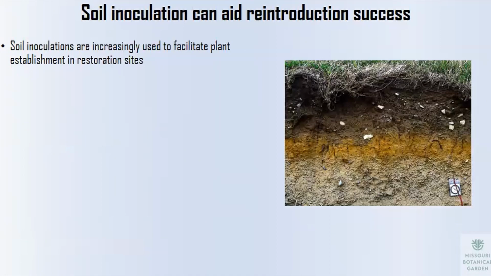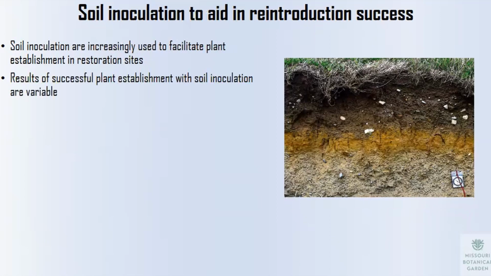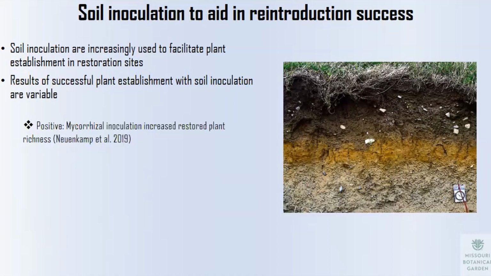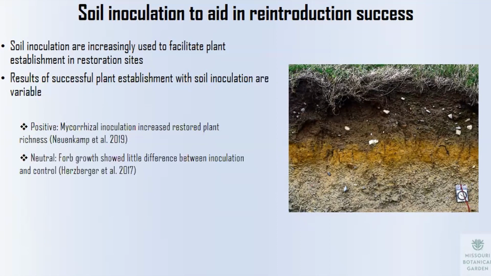Something that can aid in these reintroductions is soil inoculation. Soil inoculations are becoming increasingly popular to facilitate successful plant reintroductions. But the results of these plant establishments with soil inocula are still variable. They can be relatively positive. Adding mycorrhizae to the soil has increased plant richness in restored sites, but it can also be neutral.